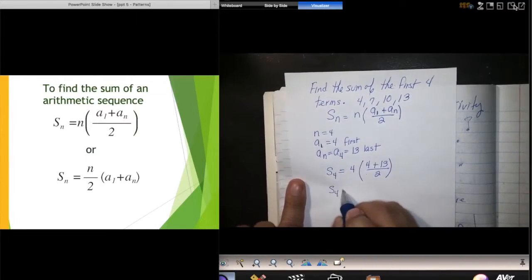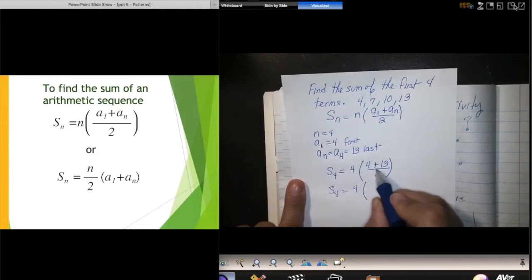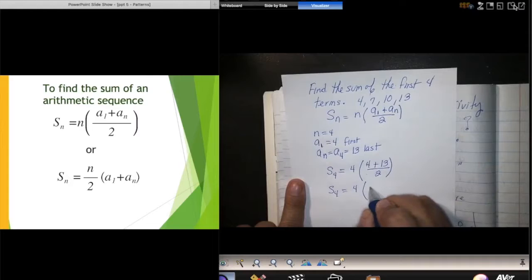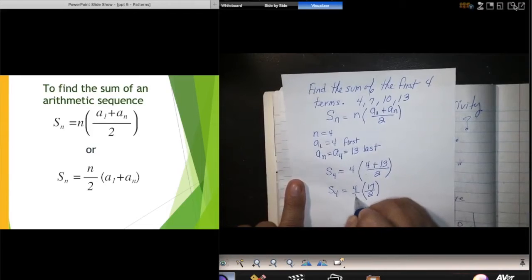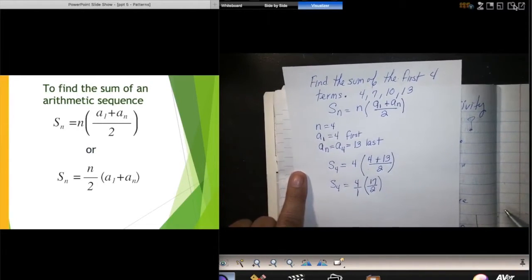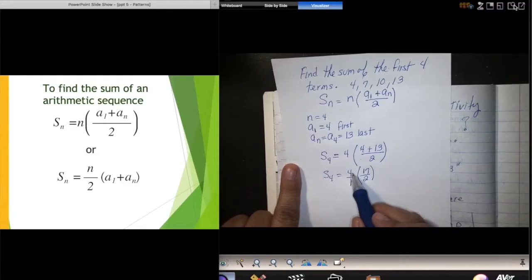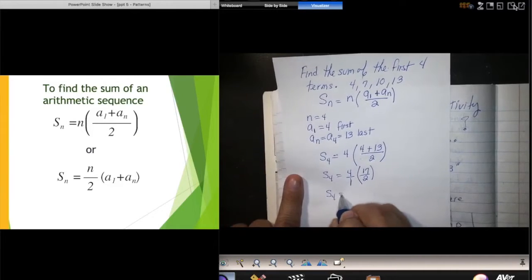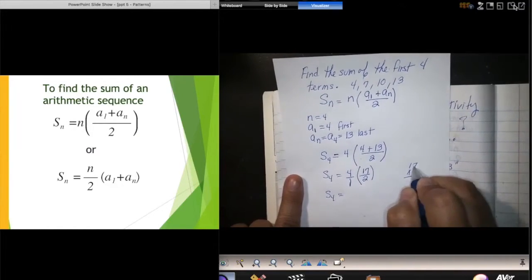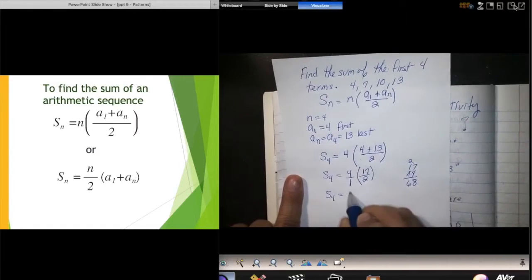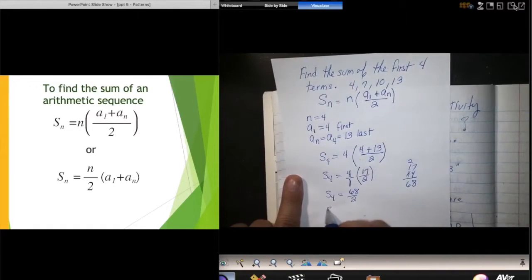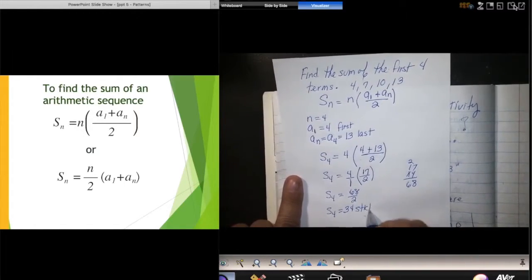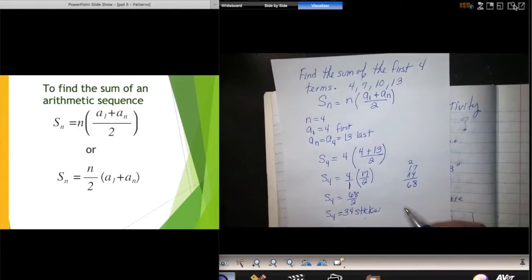Okay, so let's go ahead and do inside our parentheses first. 4 plus 13 over 2. Now here I'm going to have to multiply across and then divide. So this is going to give me 17 times 4 is 68, divided by 2 is 34.